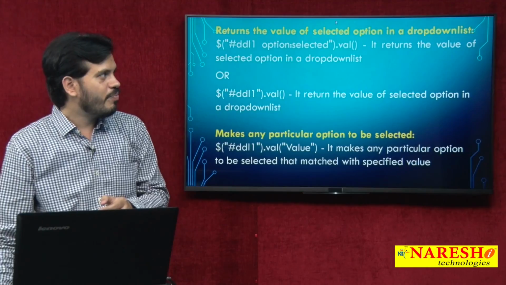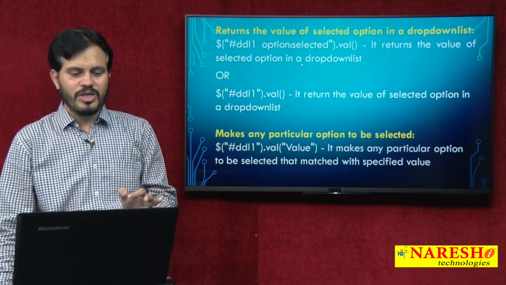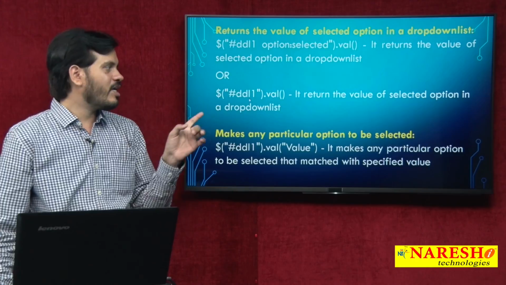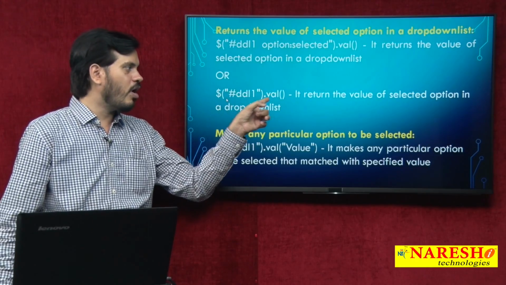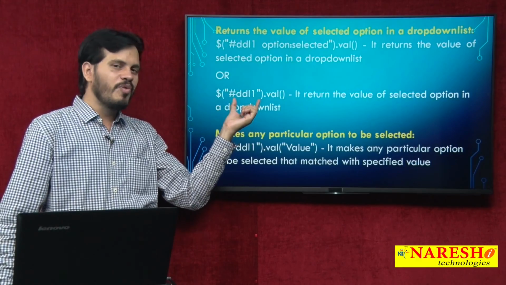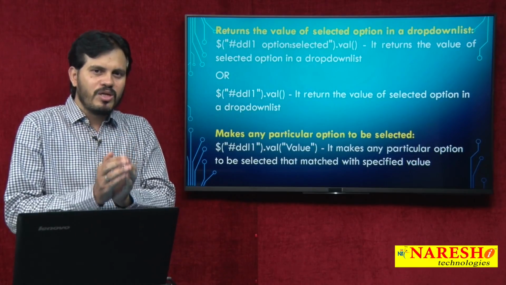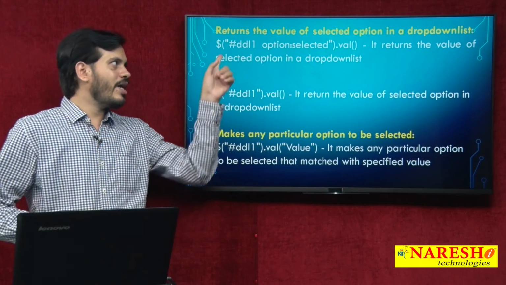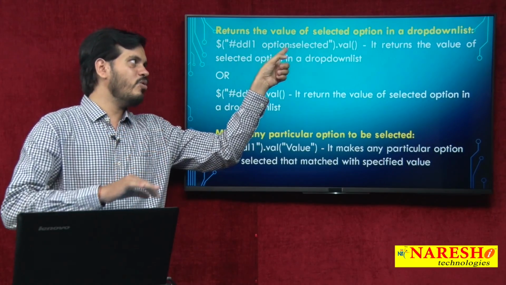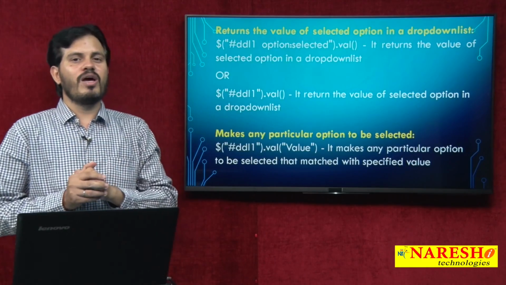Then we have the val method, which returns the value of the selected option in a drop down list. Or we can also write it in a simpler way directly: $#DDL1.val. This is very simple compared to that. It always looks for the value, and the value will come only for the option which is selected. Either way works, but this is clearer to understand: looking at all options, then the selected option, and getting the value using the val method.